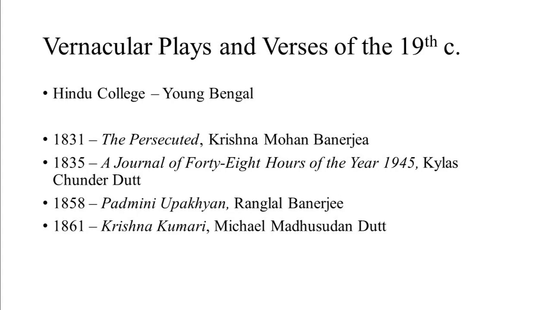In 1835, we get the magnificent A Journal of 48 Hours of the year 1945, a speculative fable about the year 1945. In this work, Kailash Chandra Dutt writes about 110 years later. It's the first kind of speculative work written by an Indian. In this work, he writes about an imaginary armed uprising of educated middle class Indians against the British rule.